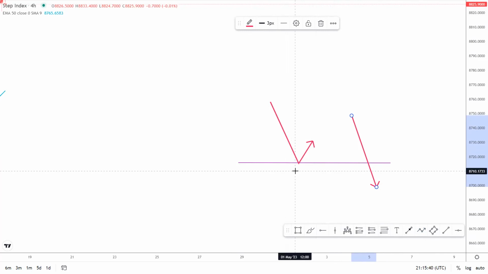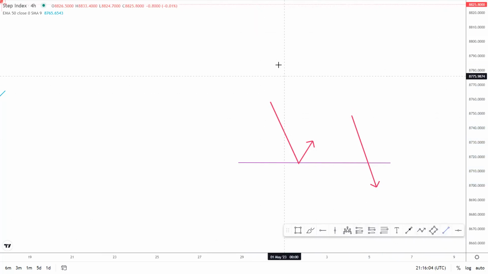And now the level is very much valid once we get to see rejection candlesticks off of the level, momentum candlesticks. We need to see price close above the level, acting as a support, or below the level in the case of resistance.